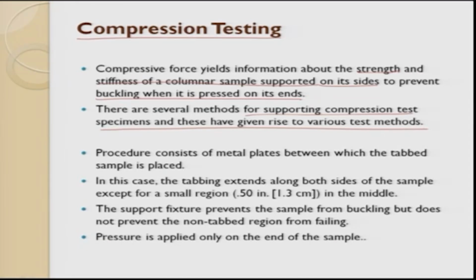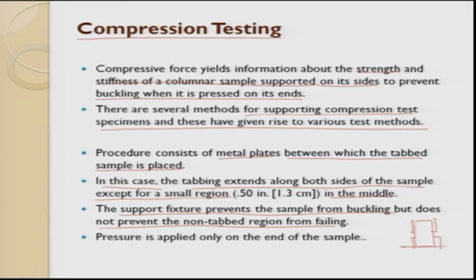Procedurally, it consists of a metal plate between which the tabbed sample is placed, and the tab extends along both directions of the sample except for a small range in the middle portion. I said tabbing is important for tensile, and for compressive we also do tabbing. The support fixture prevents the sample from buckling, but it does not prevent the non-tabbed region from failing. That means you have a compressive load, then a sleeve coming in, and it runs long. The pressure is applied on both sides, and then we do a compression test.